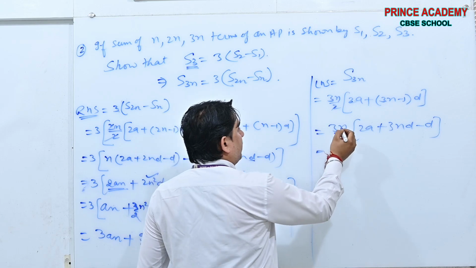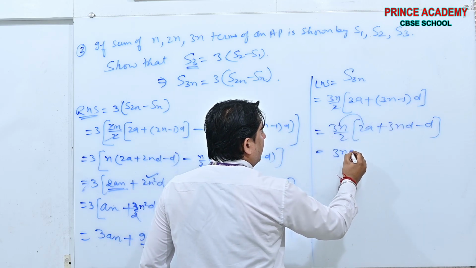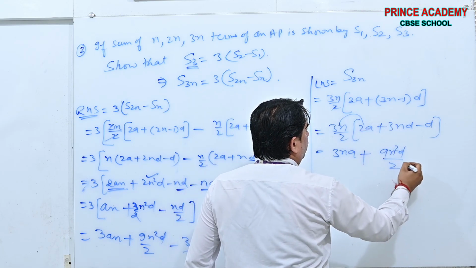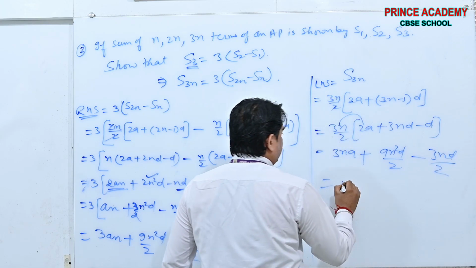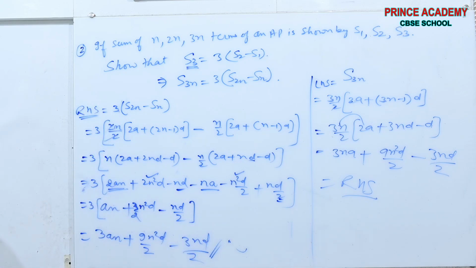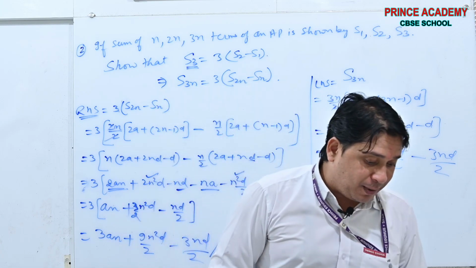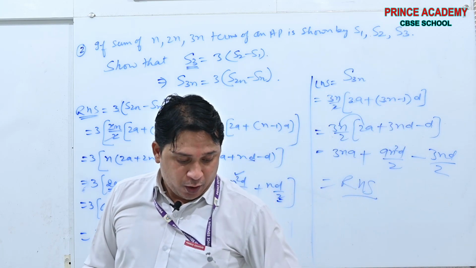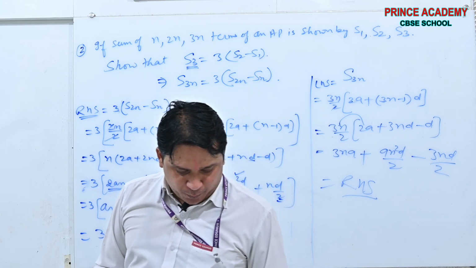Okay. Now multiply this with this, and this with this. With this it will be 3na. With this it will be 9n square d by 2. And with this, minus 3nd by 2. And this is the right hand side, you can observe. Okay. The concept was so simple beta, and the question was so easy. We just put the values and got the output.